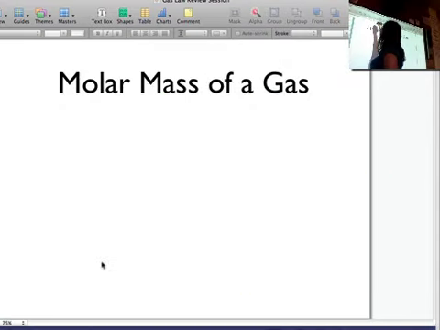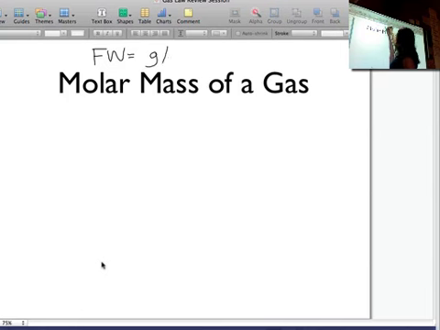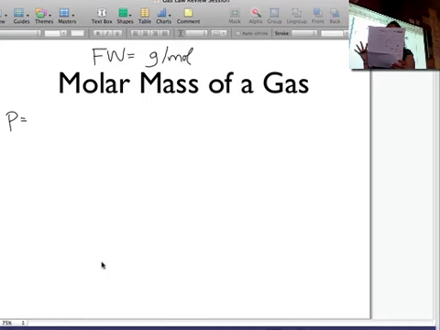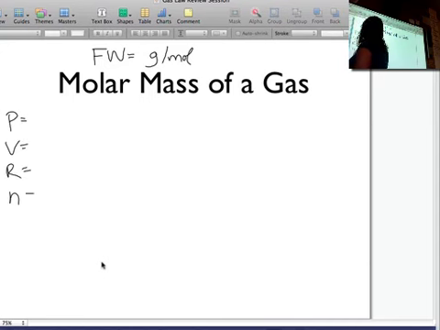Molar mass, also known as formula weight, also known as grams per mole. Okay? So when we're doing a problem, when I'm looking for the molar mass of a gas, almost 100% of the time it's going to be PV equals nRT. Okay, so from now on, PV equals nRT. We're going to be talking about pressure, volume, R, N, and temperature.